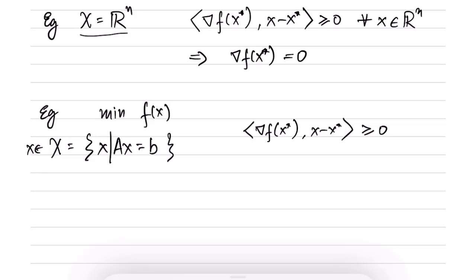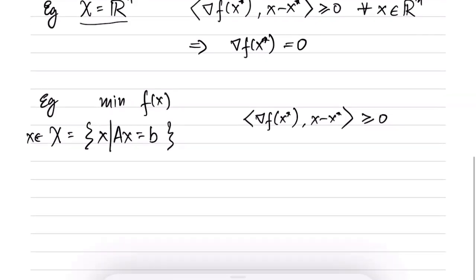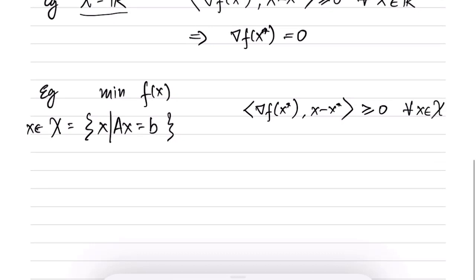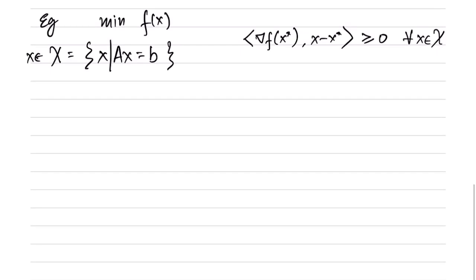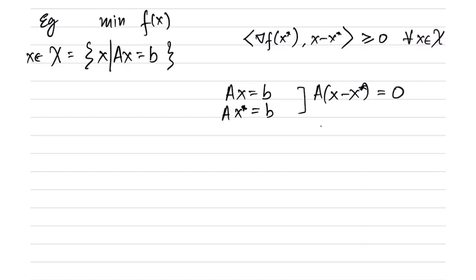Now when would it happen that the vector gradient f of x star makes an acute angle with x minus x star? Observe that this should hold for all x in calligraphic X. Observe that any x in calligraphic X would satisfy Ax equal to b. Likewise, we expect also the optimal point to satisfy Ax equal to b. So this means that A times x minus x star is equal to 0, or x minus x star is in the null space of A. So x minus x star is necessarily in the null space of A.